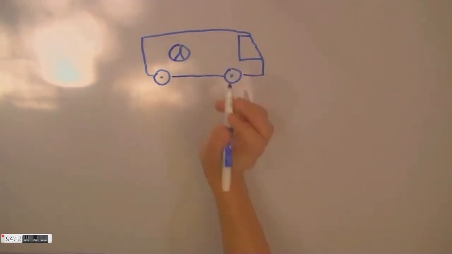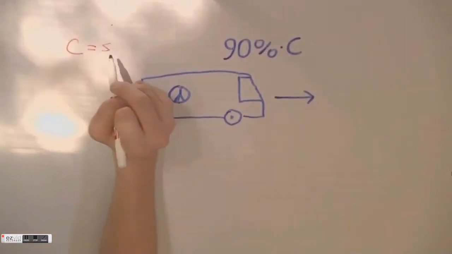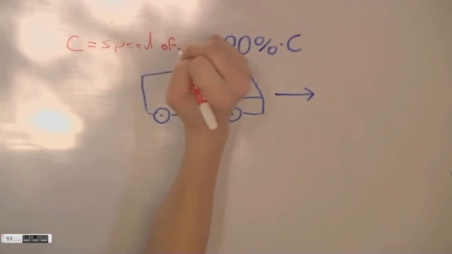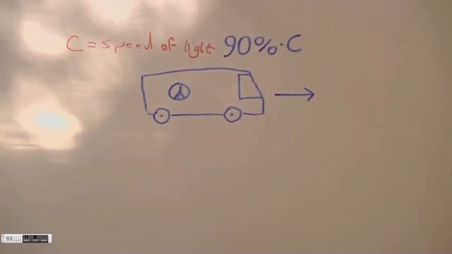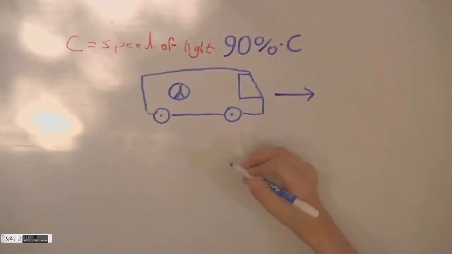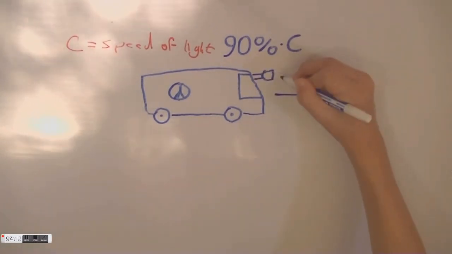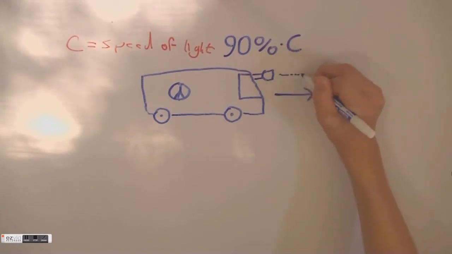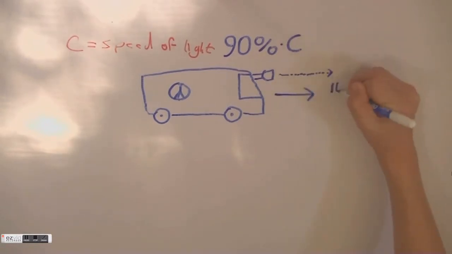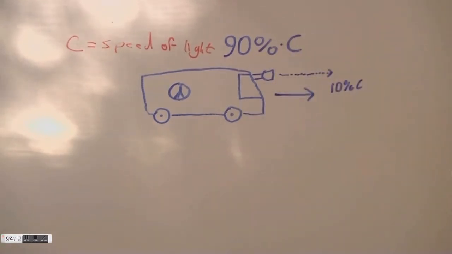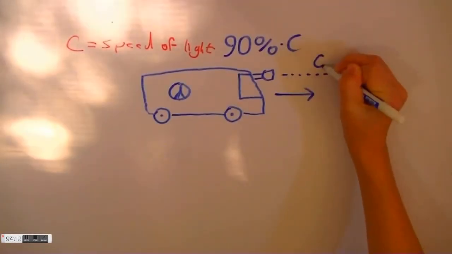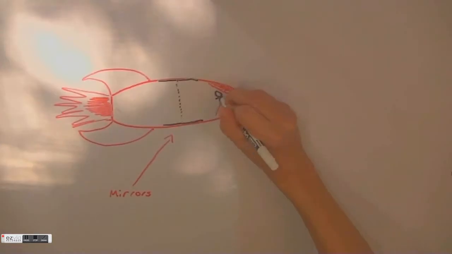So now let's say we have a hippie van moving at 90% the speed of light, and it has a flashlight attached to it that's shining out a beam of light moving at the speed of light. Now, intuition would say that according to the person driving the van, the beam of light appears to be moving at 10% of the speed of light. However, Einstein says that this is not the case. Einstein says that the speed of light, even according to the driver, is moving at c, at the speed of light, to any and all observers.